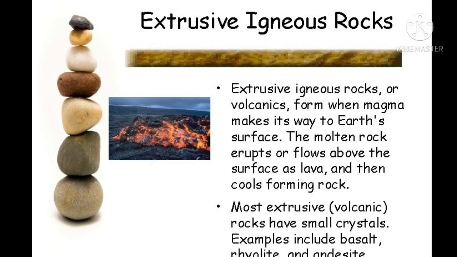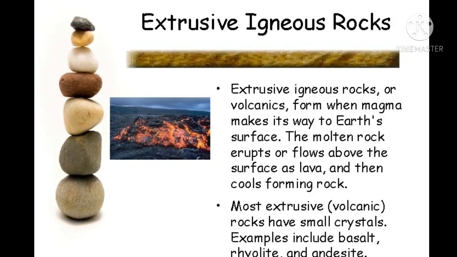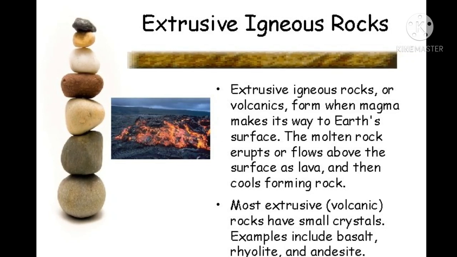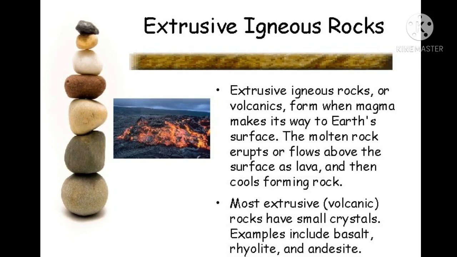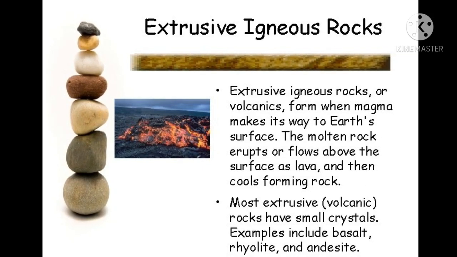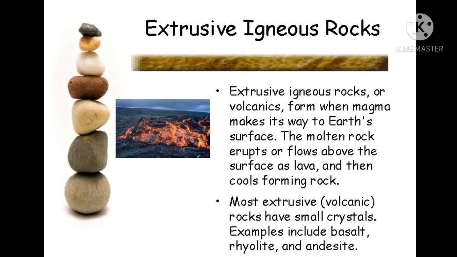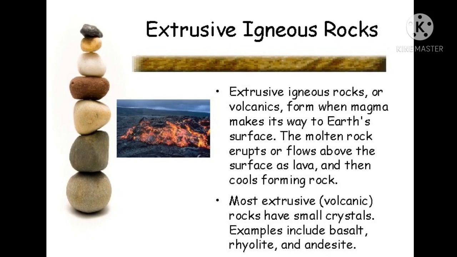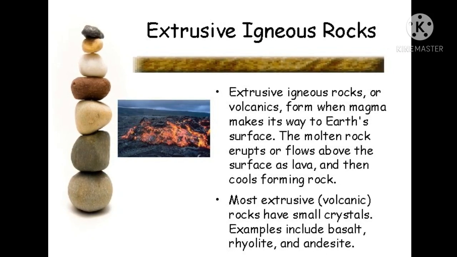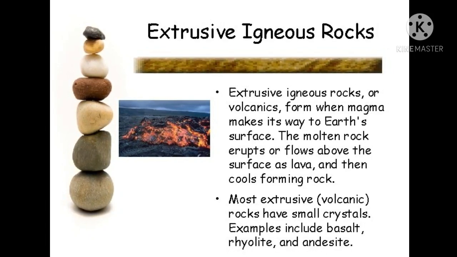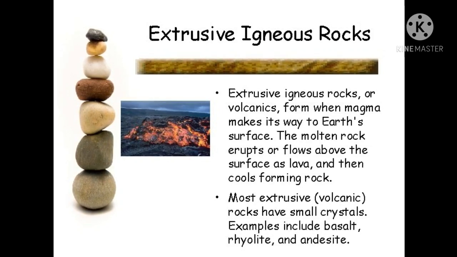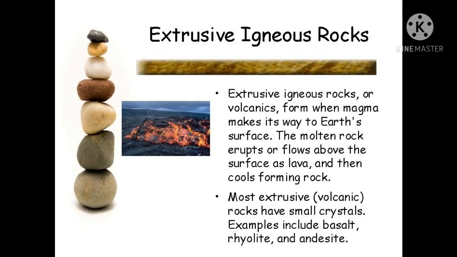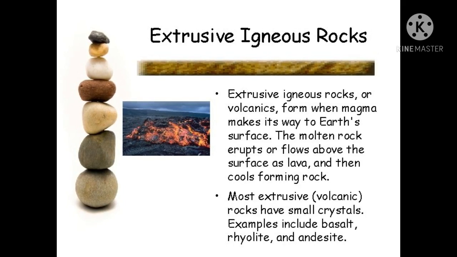Extrusive igneous rocks, or volcanic rocks, form when magma makes its way to Earth's surface. The molten rock erupts or flows above the surface as lava and then cools, forming rock. Most extrusive volcanic rocks have small crystals. Examples include basalt, rhyolite, and andesite.